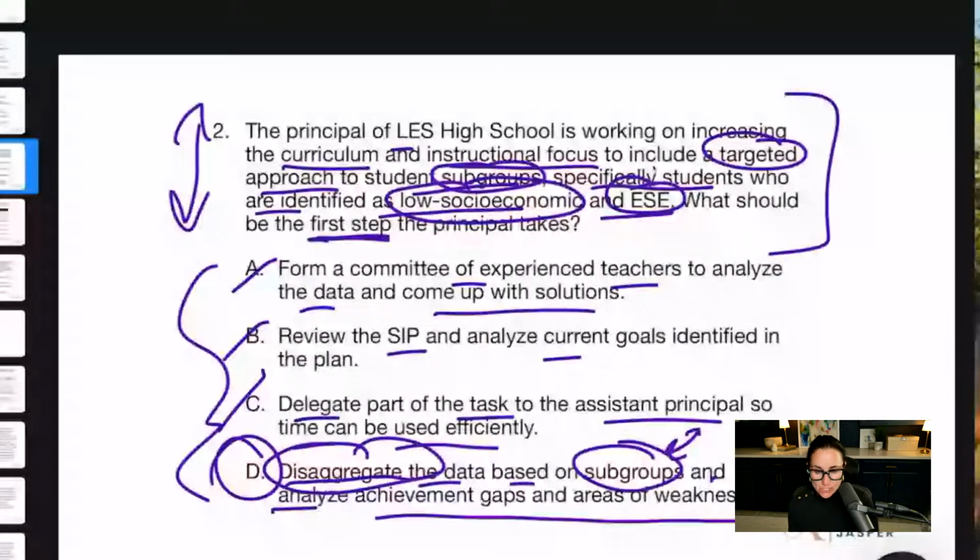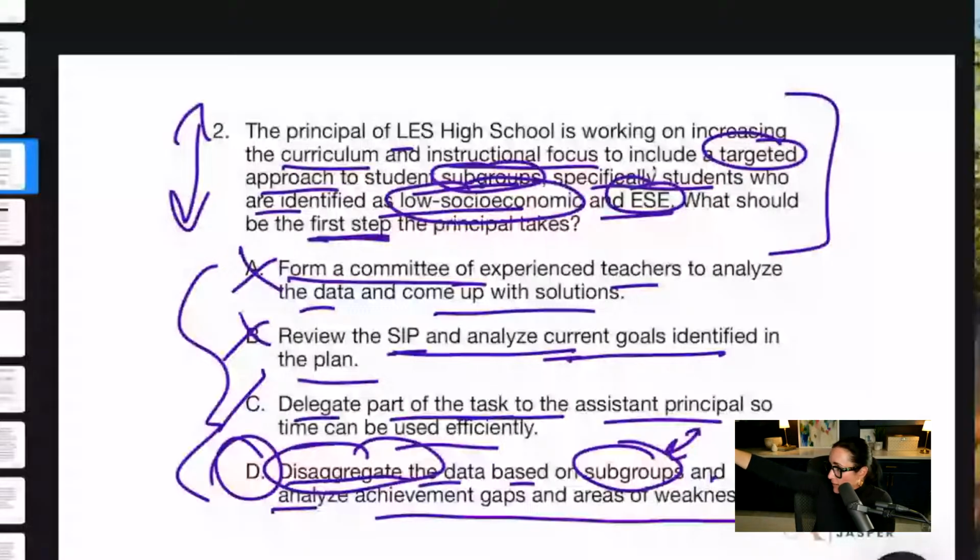So we want to figure out what's going on with these students, see if we can close those achievement gaps. What should be the first step? This is also something that they do. First step. First step is data. We can't form a committee yet. We haven't even looked at anything. No. Review the school improvement plan and our current goals identified in the plan. I mean, I guess, but that's like, no. See, delegate part of the task. I mean, if you're busy, you're probably going to say, hey, so-and-so, do me a favor, disaggregate this data for me and come back and give me a plan, right? You can do that. But on this test, we need to have a look at the data first. Disaggregate the data first and then figure out what's going on.